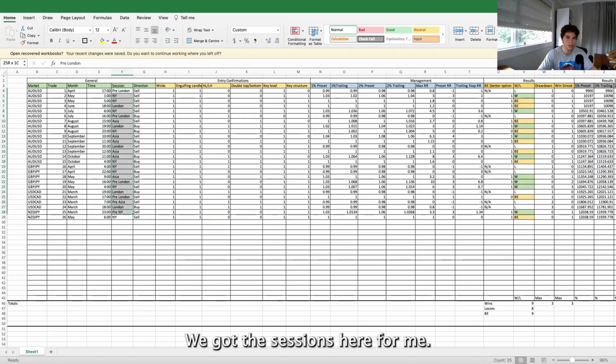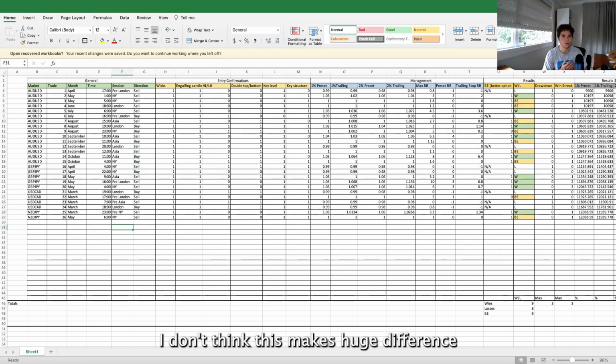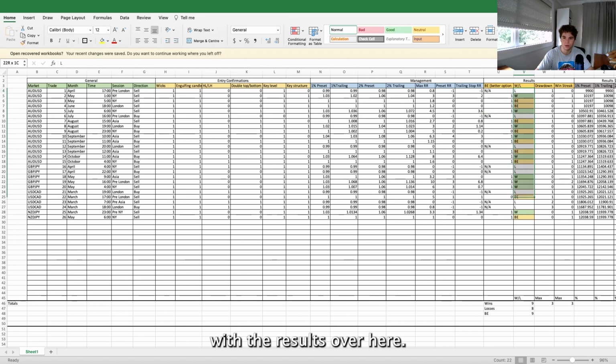We've got the sessions here. For me, I don't think this makes a huge difference because I'm more of a swing trader, and you can see that with the results over here. I will do some more analysis on this, but the beauty of this is you can quickly start to see correlations. If you put in a chart, session versus win-loss ratio, you see what's your best session and what's your worst session. You can even do that with times as well. I'm not an Excel freak, but I'm sure if you search up how to do that, it's quite easy. I'm learning a lot as I go as well, but I think what you can grab out of this is invaluable.